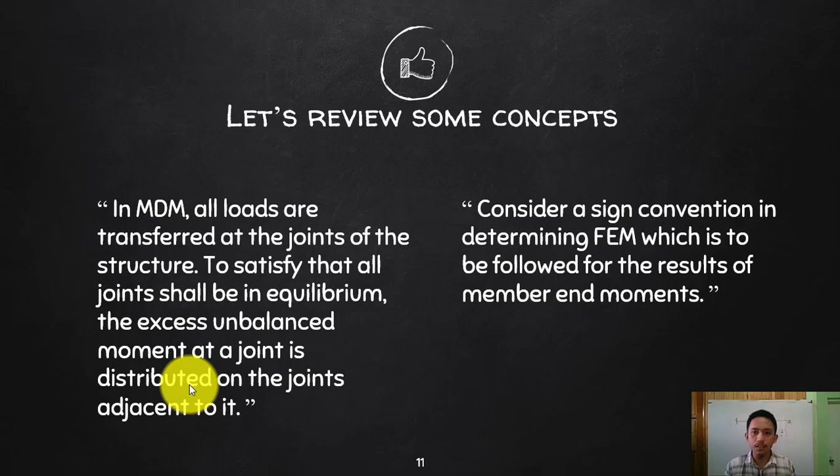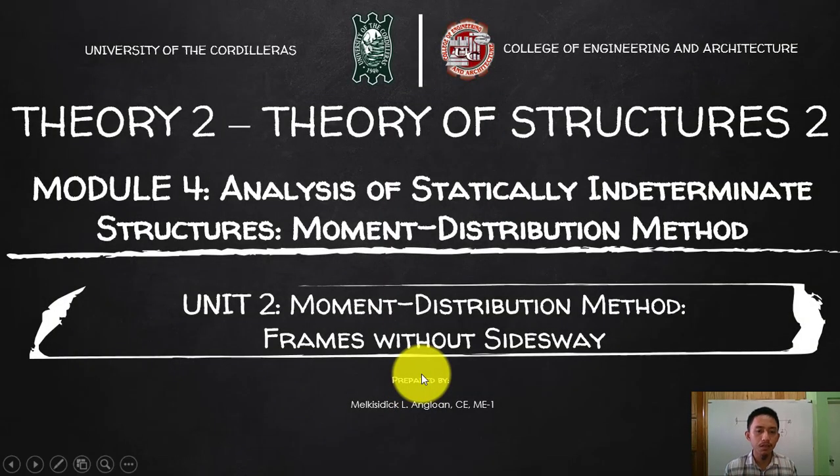But again, there should be no carrying over if the other end is terminated and it is just a simply supported. If that is a fixed, then what will go there is 1/2 will be carried over. Consider a sign convention. So this is the same in your SDE. If your sign convention in your FEM is clockwise positive, you should follow that all throughout. And as I've said a while ago, continuous beams is almost the same as frames without sidesway, just like in your SDE or slope deflection method.